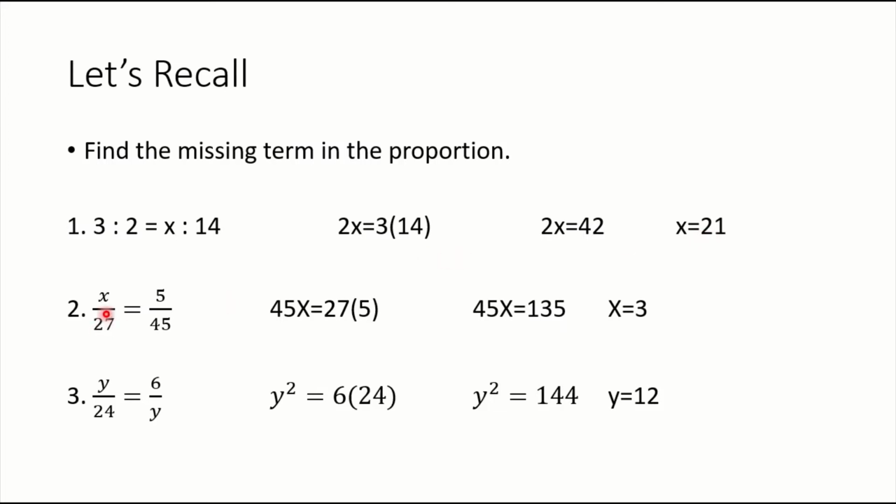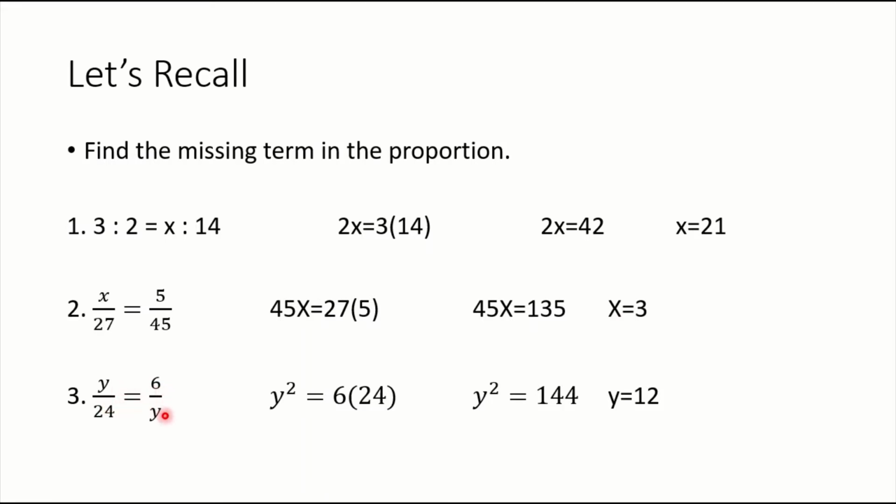How about on this given? x over 27 is equal to 5 over 45. We can multiply the means and extremes, the product law. 45x is equal to 27 times 5. 27 times 5 is 135. Divide both sides by 45. That would be 3.